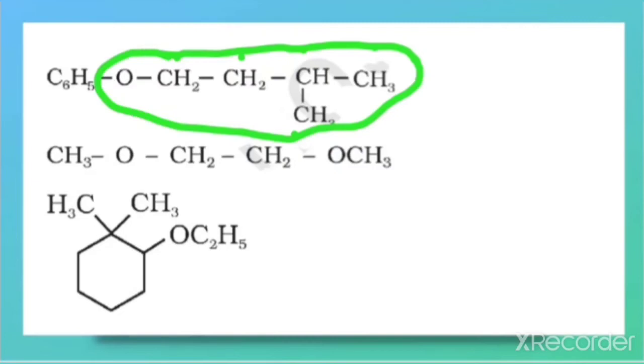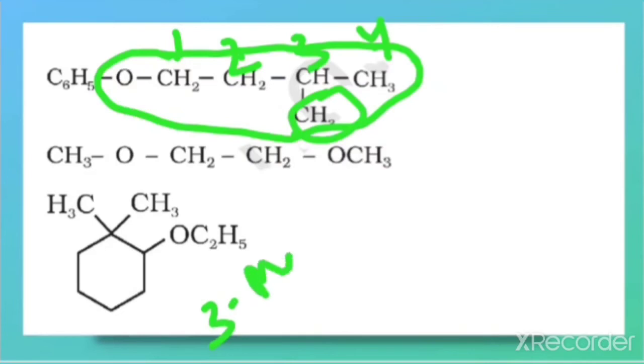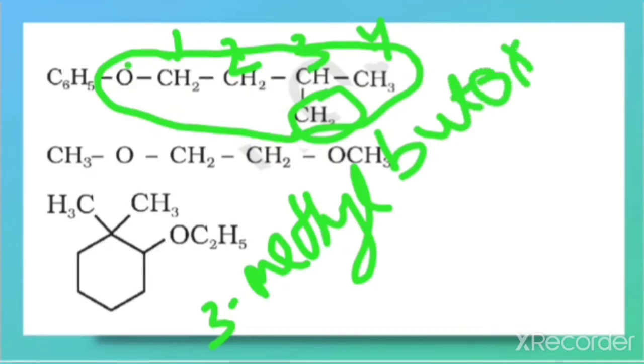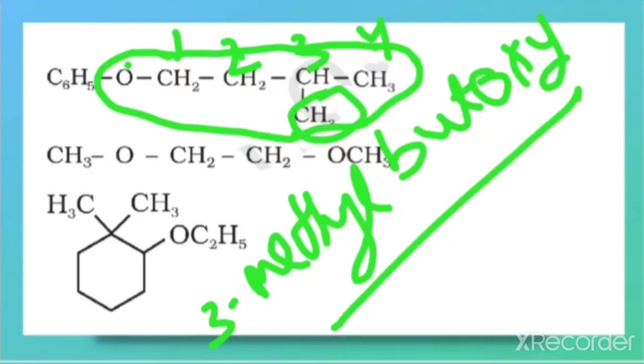So how do we number this one? This is the first carbon, 2, 3, 4. There is a methyl group on the third carbon, so we name this 3-methyl, and 1, 2, 3, 4 carbons with one oxygen, therefore it is named butoxy. So the substituent is named 3-methyl butoxy.